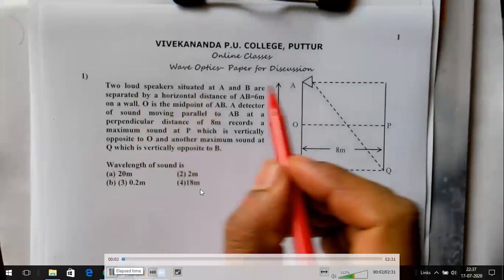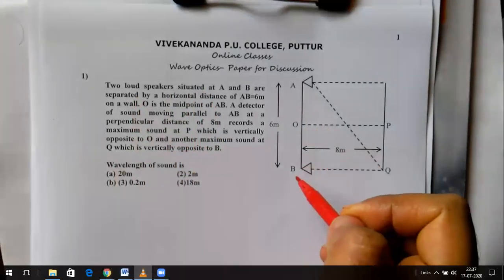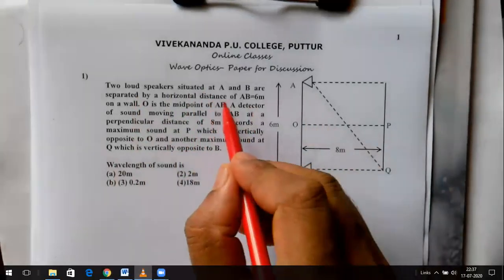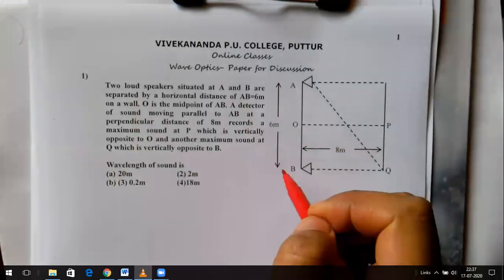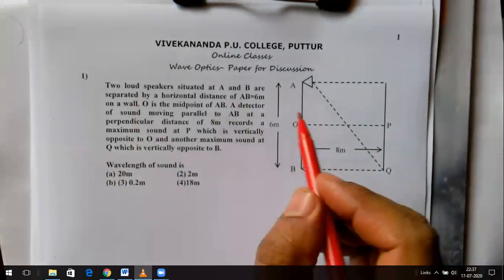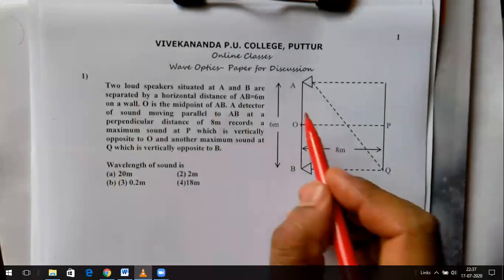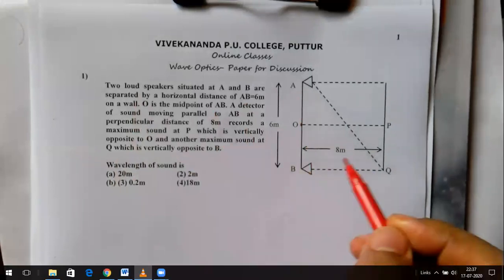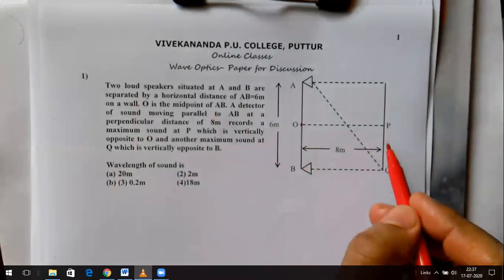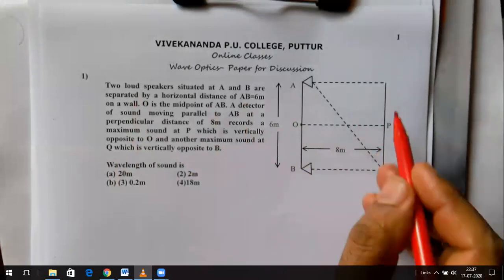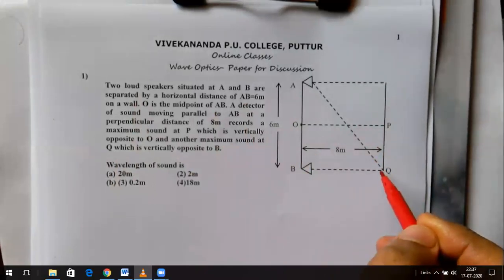Two loudspeakers situated at A and B are separated by a horizontal distance of 6 meters. O is the midpoint of AB. Here is O. A detector of sound is moving parallel to AB at a perpendicular distance of 8 meters. So it is moving parallel to this AB at a distance of 8 meters, like this, along PQ.